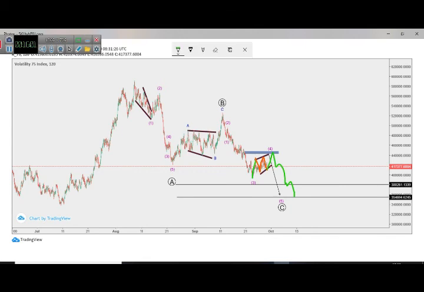we enter and we rob the banks. This is the trade that we are waiting for. Happy trading, guys, and good luck.